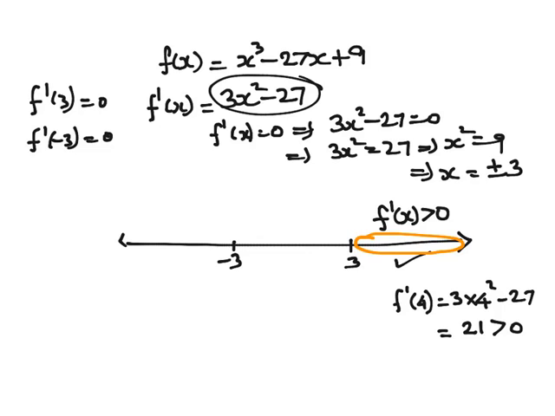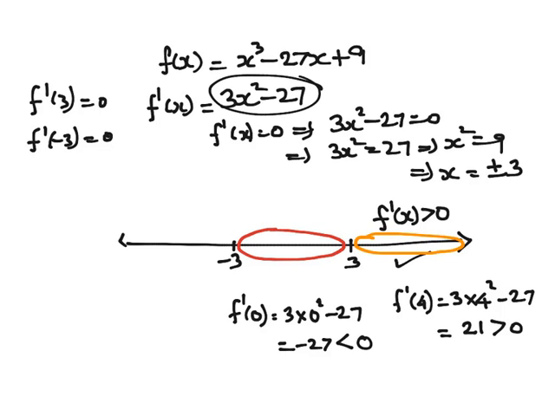Okay. Now let me take a value between minus 3 and 3. So let me take 0. I'll find f dash of 0. So f dash of 0 is 3 into 0 squared minus 27, which is minus 27, less than 0. That means in this interval, whatever x you take, and if you substitute in f dash of x, it will always be negative.